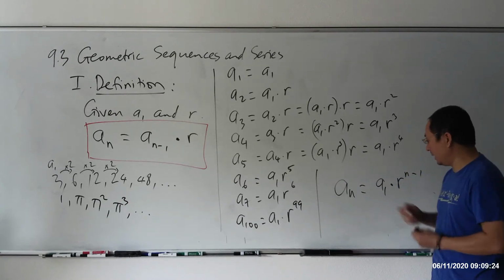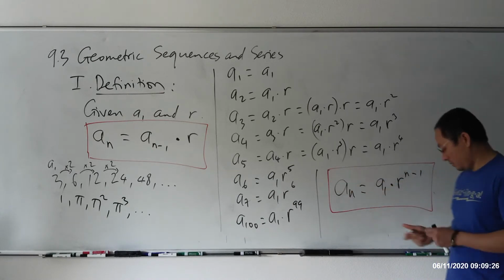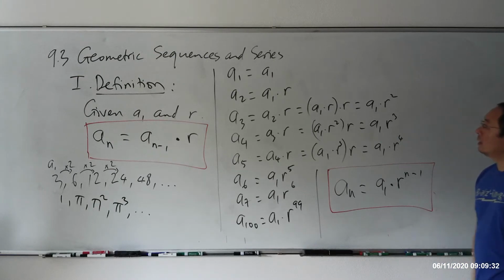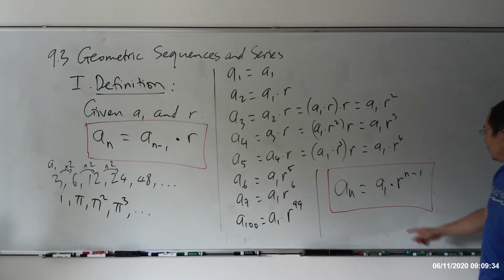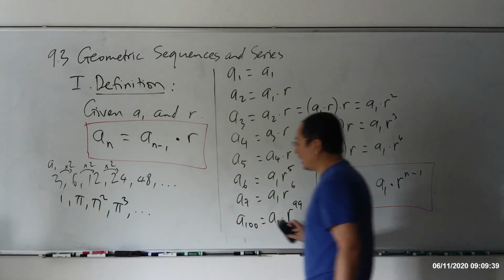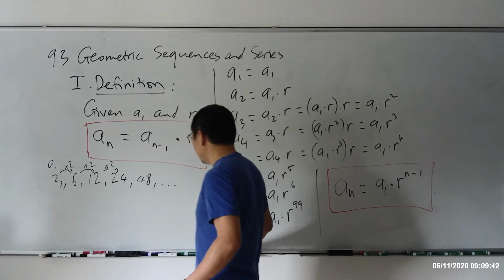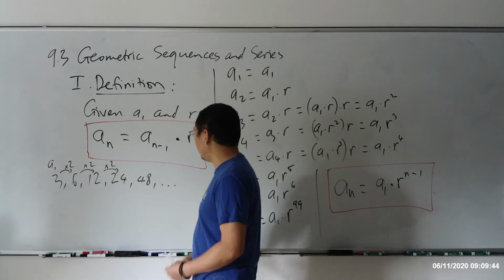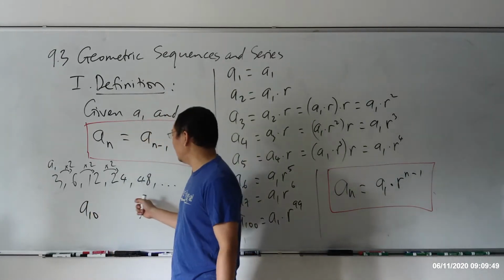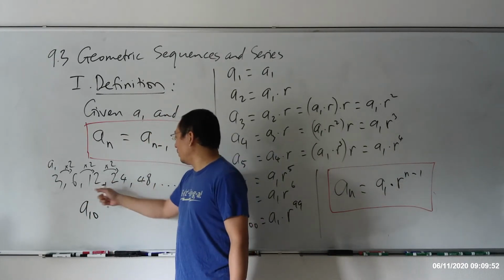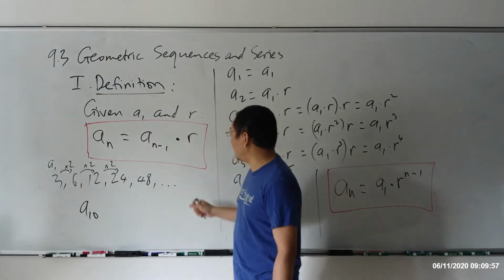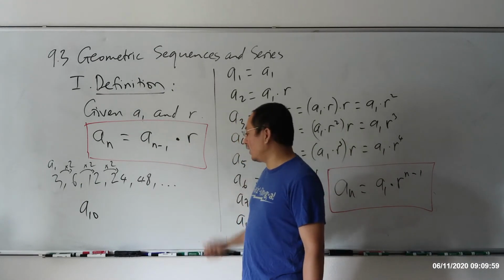Alright, and this is our general formula. You can calculate any term in the geometric sequence. If you know A1 and you know R, just simply plug in the formula. So let's go back to our example, the very first one: 3, 6, 12, 24, 48. What if I want to calculate A10? Of course, the trivial way is you just keep going, keep doubling: 3, 6, 12, 24, 48, and 96, and then 192, and so forth. You can get to A10.